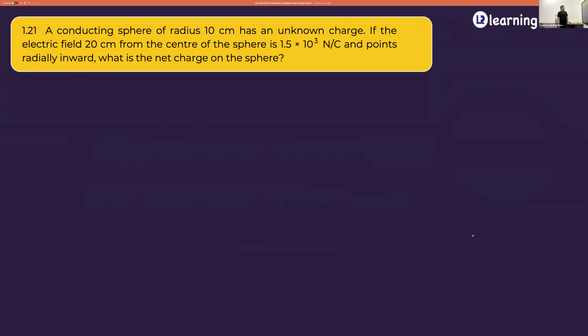Next. A conducting sphere of radius 10 centimeters has an unknown charge. The electric field 20 centimeters from the center of the sphere, I'll take the radius to be capital R. Electric field at a distance R is 1.5 into 10 power 3 Newton per Coulomb, where the value of R is given as 20 centimeters, so 20 into 10 power minus 2 meter, and it is pointing radially inward. Radially inward means again you have a negative charge. What is the net charge on the sphere?